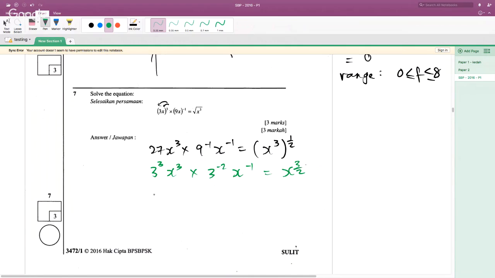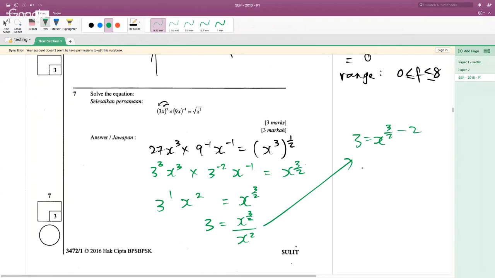All right, so the 3 and 3 I solve. Multiply means plus, right? This is 3. 3 plus negative 2, so it's 1. Then the second one, x cubed plus negative 1, you get x squared. All right, so equals to x 3 over 2. So x squared I move to the other side, it is just divided by x squared. If divided by x squared, we actually mean minus. So I say 3 over 2 minus 2. So x equals to negative half.